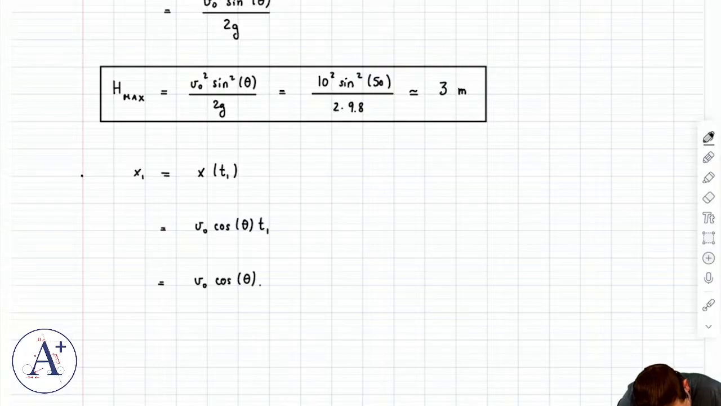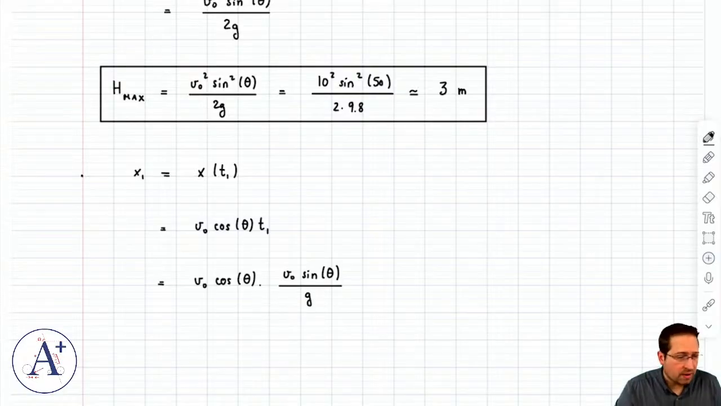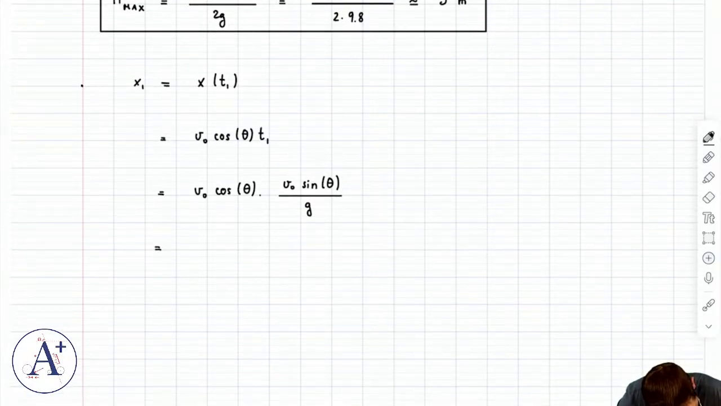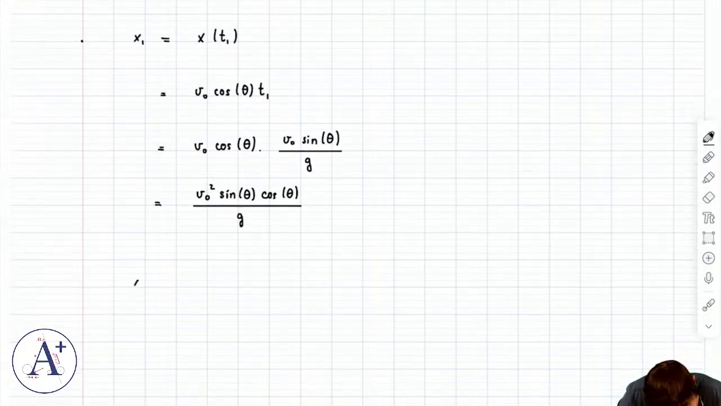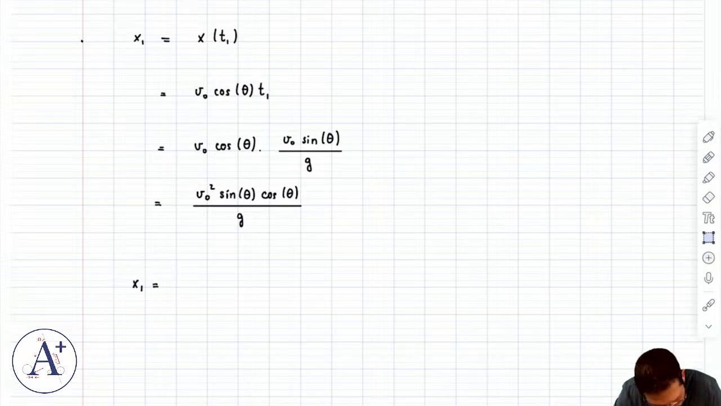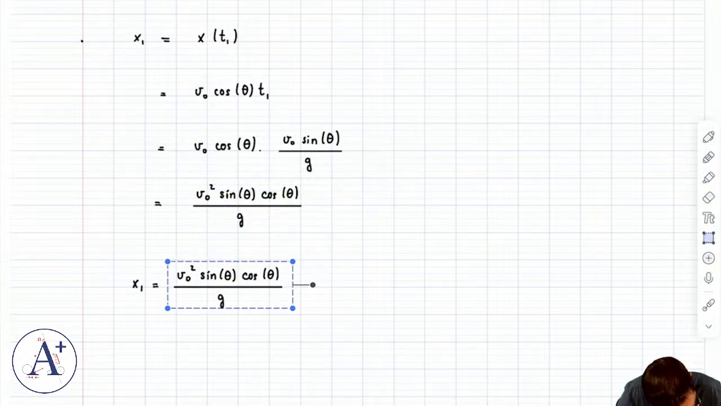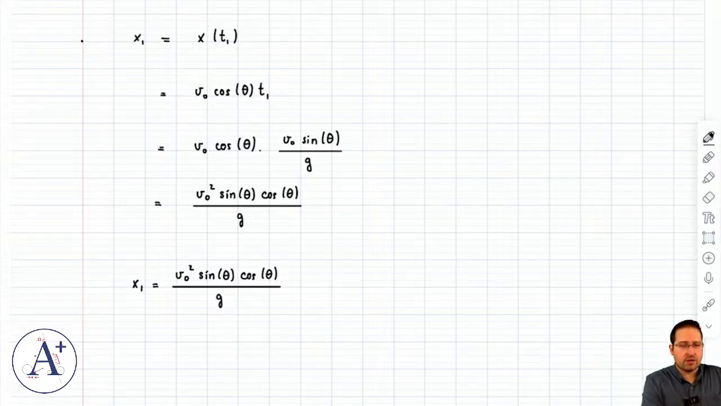So T1 is v0 sine theta over g. Okay, so this is better. This is how you do it. You're going to get v0 squared sine theta cosine theta over g. And so x1 is therefore this. This is the final form where I know everything. I know v0, theta, and g, so I'm ready to plug in. What I was doing before made no sense.